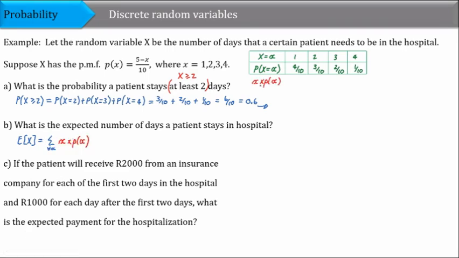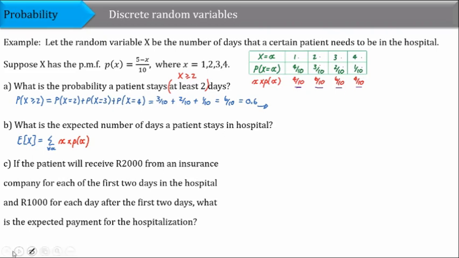Okay, over here I'm creating a third row. You'll see it's in red, x times its probability. So if we calculate that, then it's 1 times 4 over 10, which is 4 over 10. 2 times 3 over 10 will be 6 over 10. 3 times 2 over 10 will also be 6 over 10. And 4 times 1 over 10 will be 4 over 10.